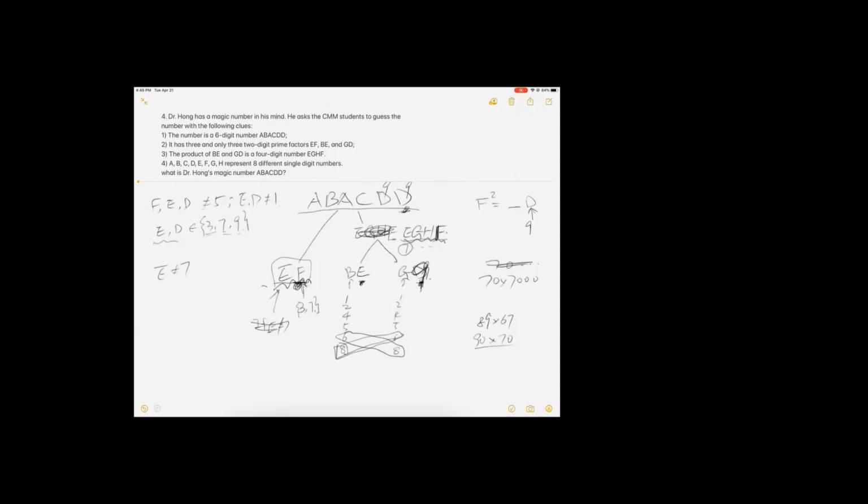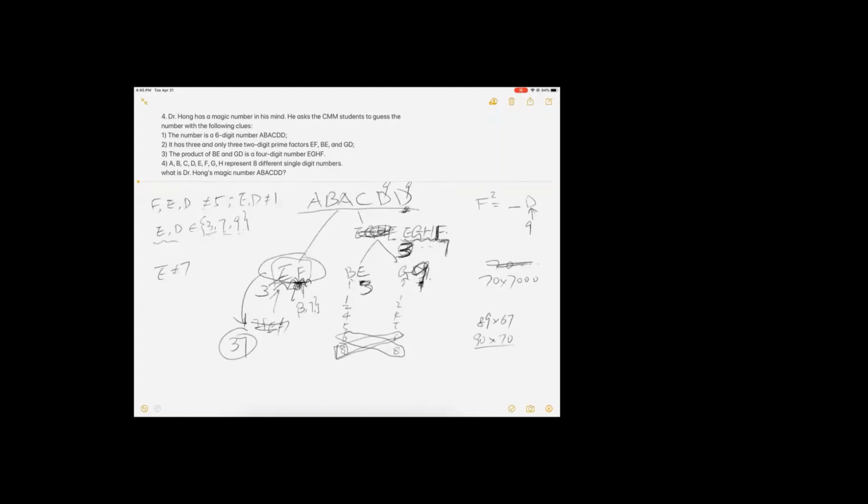So now we figure out E is 3 and F is 7, right? So EF is 37. Then after that, I multiplied and found EGHF was 3,827. Okay, so let's not jump yet.